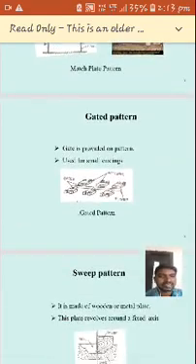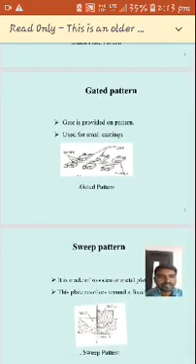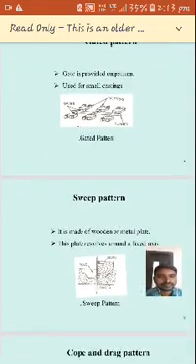The next one is the gated pattern. A gate is provided on top. It is used for small castings. That is called a gated pattern.